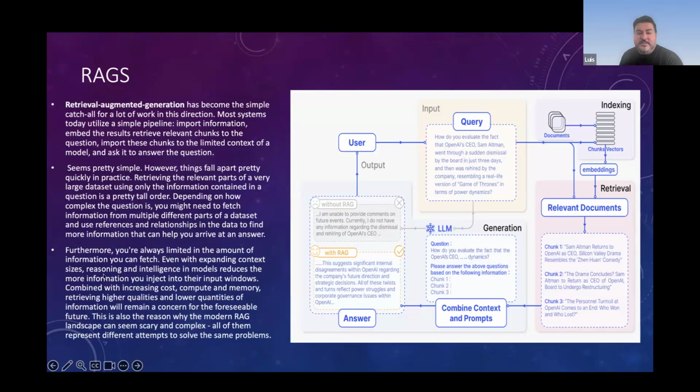Even with expanding context sizes, reasoning and intelligence in models reduce the information you can inject into the input windows. Combine that with increasing cost, compute, and memory. Retrieving high quality and lower quantities of information will remain a concern for the foreseeable future. This is also why modern RAG landscapes can seem scary and complex. All of them represent different attempts to solve the same problem.